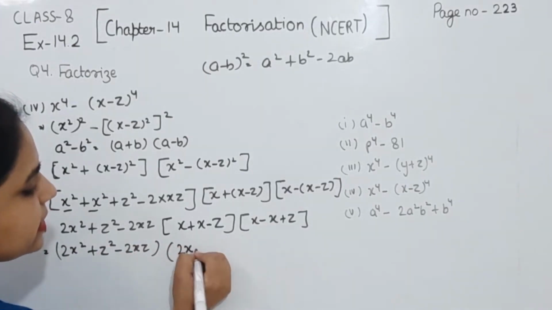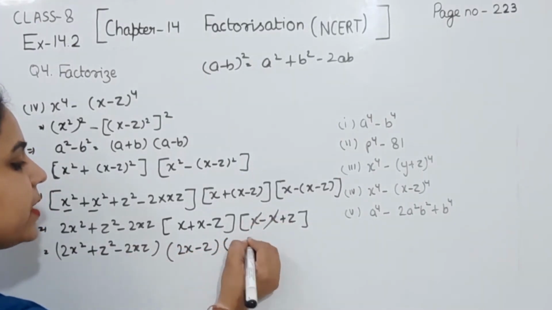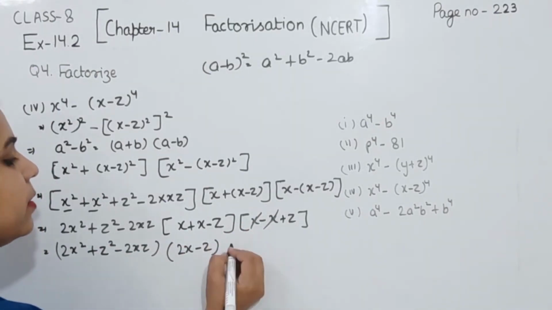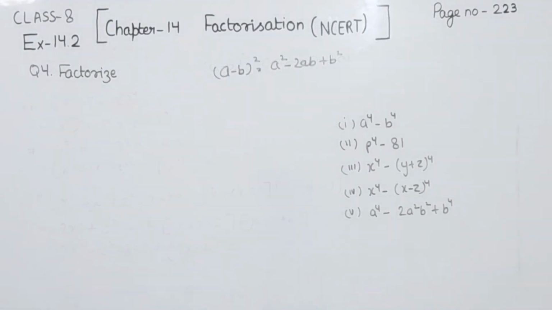Now x plus x is 2x minus z. This is the second term, and x is cancelled from x. So the third one we have is the term z. So this is the solution for part 4. Now comes the next one, part 5.